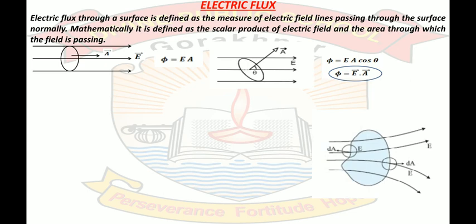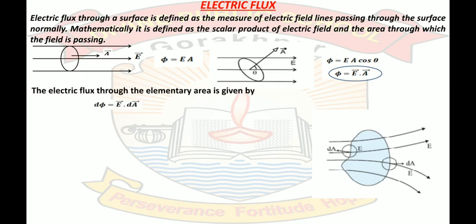Mathematically, I have written the formula here, phi is equal to E vector dot A vector, but the story changes when the surface is not plane, it is curved. Then we take an elementary area, and through that elementary area we calculate flux. Suppose we take an elementary area dA, then the electric flux through dA is d phi is equal to E vector dot dA vector.